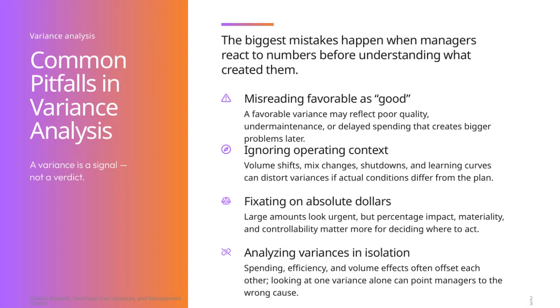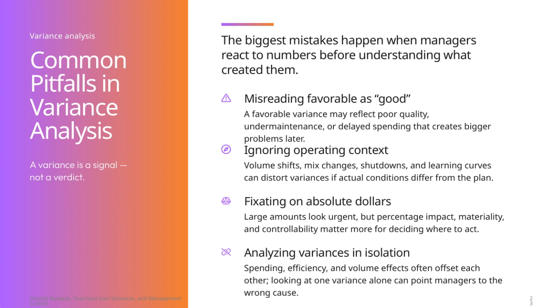When we talk about variance analysis, it's important to remember that a variance is really just a signal, it's not a final judgment. One of the biggest pitfalls is when managers jump to conclusions based solely on the numbers, without taking the time to understand what actually caused those variances. For example, misreading a favorable variance as simply good can be risky. Sometimes a favorable variance might stem from poor quality, under-maintenance, or delayed spending, which can create bigger problems down the line. Another common mistake is ignoring the operating context.